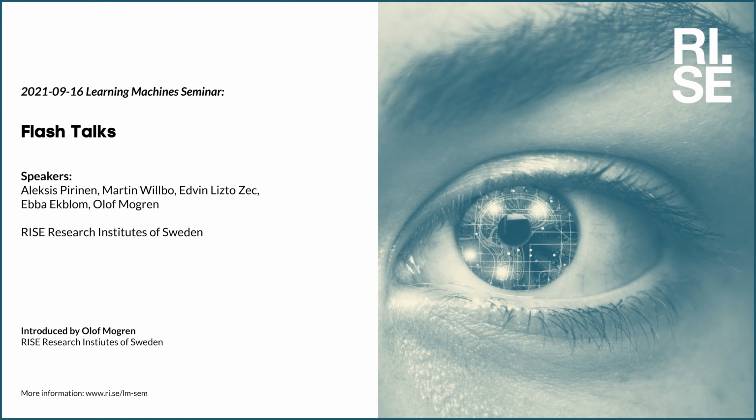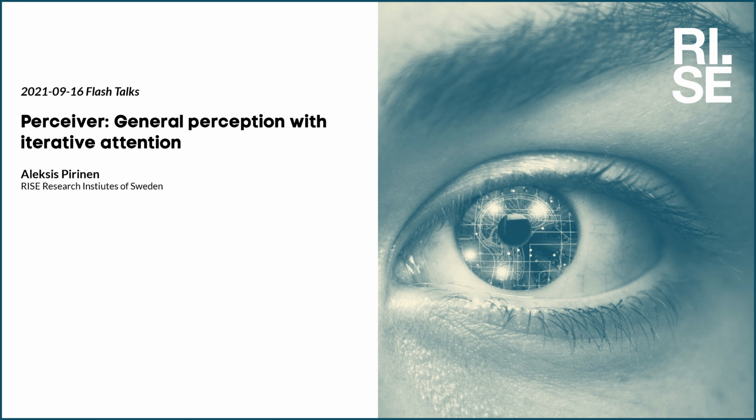We have a learning machine flash talk session. We have 5 speakers here, and we're going to talk about 5 different topics, or specifically 5 different papers. And the goal is to have approximately 5 minutes for each speaker, and then a few minutes for discussions. This is not a strict limit, so it can be a few more or a few less minutes as well. I'll stop the sharing, and Aleksis, you can take over the screen.